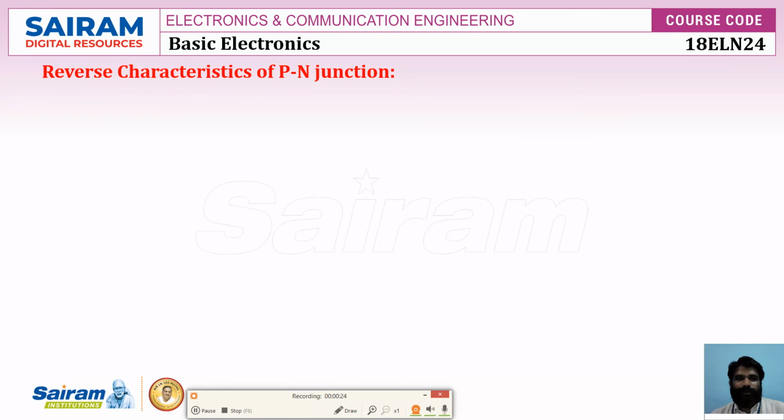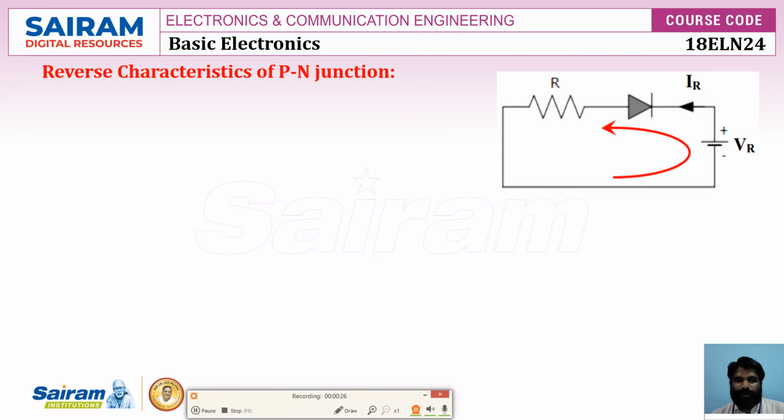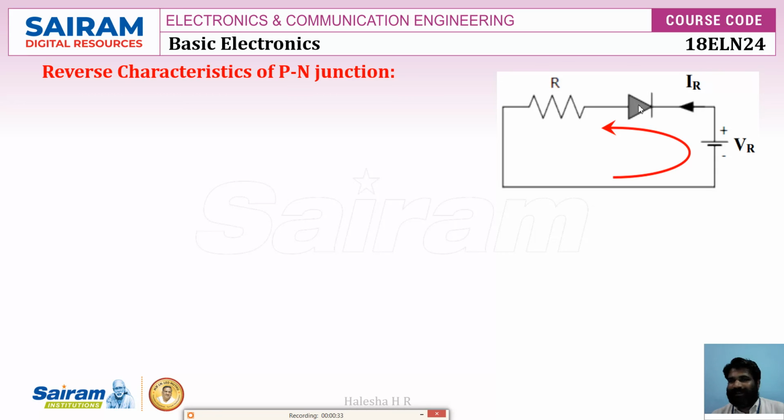So consider a circuit. Observe the circuit diagram. In this circuit diagram, the diode is reverse biased. The diode is reverse biased because the cathode is connected to the positive terminal and the anode is connected to the negative terminal. Okay, so this is reverse current. IR is called reverse current and VR is the reverse voltage.